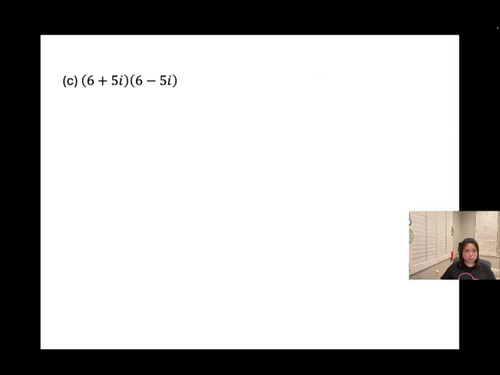Okay, last one. Remember the formula a plus bi times a minus bi. That will be a squared plus b squared. Okay, which is 25 i squared here. And i squared, that will be negative 1. Final answer, 61 here. Straightforward, right?